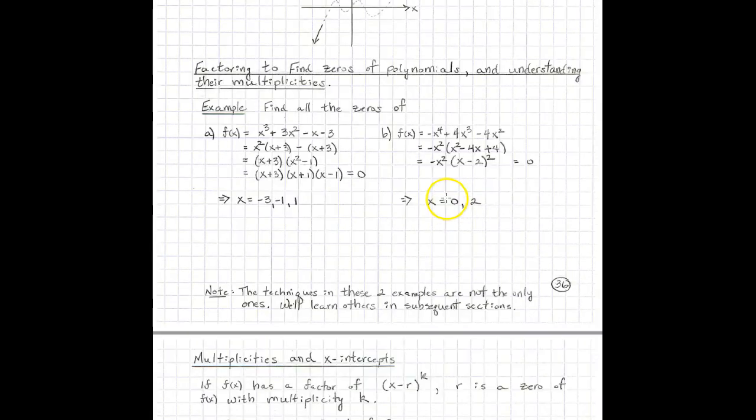All right. The next thing we want to do is understand how to find the zeros of a function. In other words, where does the function cross the x-axis? Where is the function itself equal to 0?